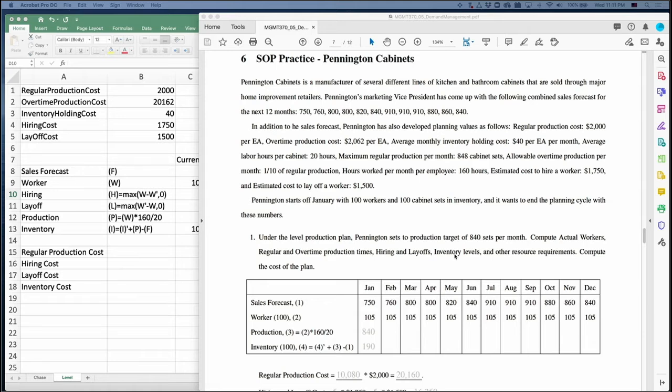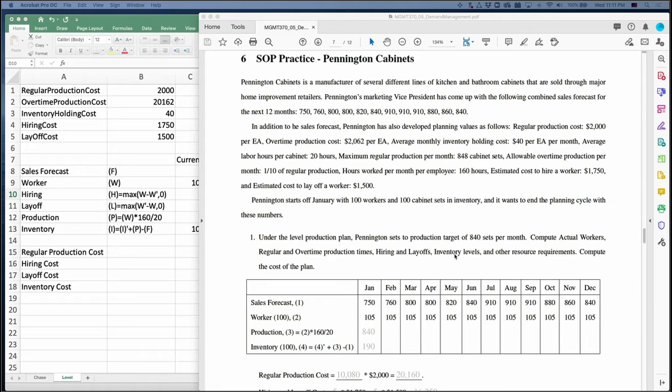Now we currently have 100 workers, and we have 100 cabinets here. And we want to end the planning cycle with these numbers. It means our inventory should be 100 at the end. Also, our employees at the end should be 100. And for level production, the production target is 840. So 840 is the average production level.